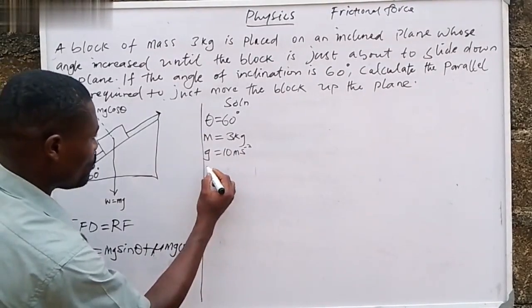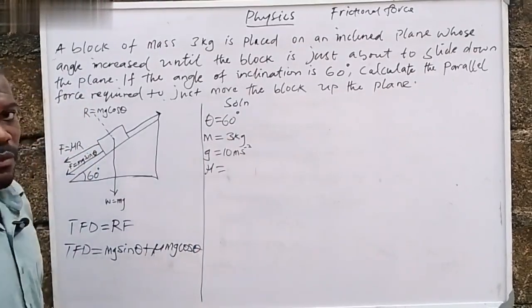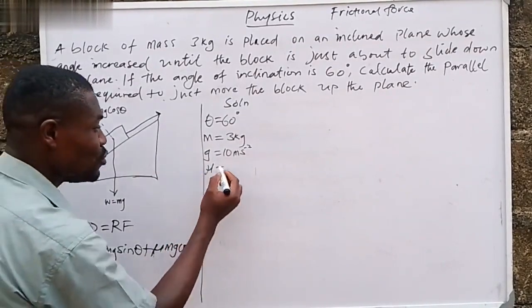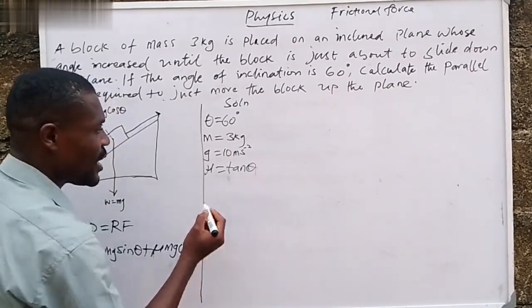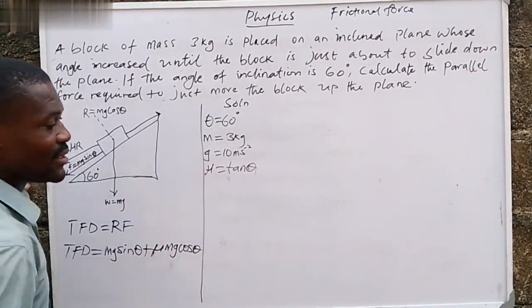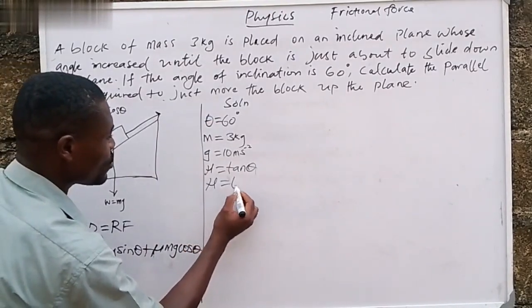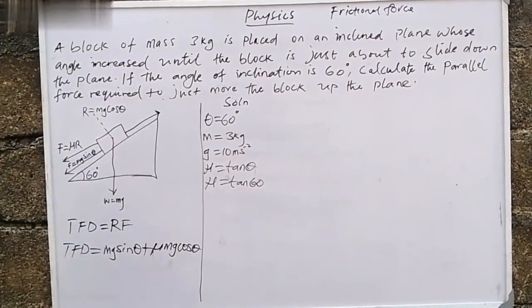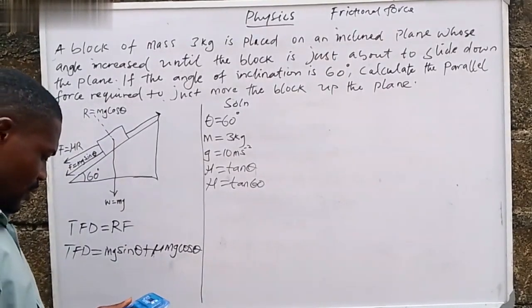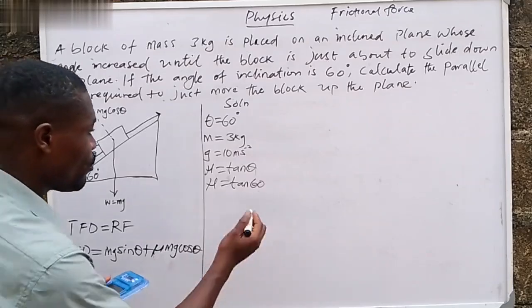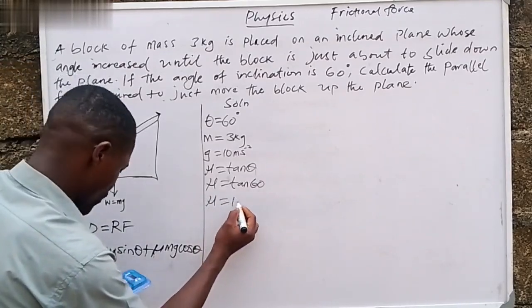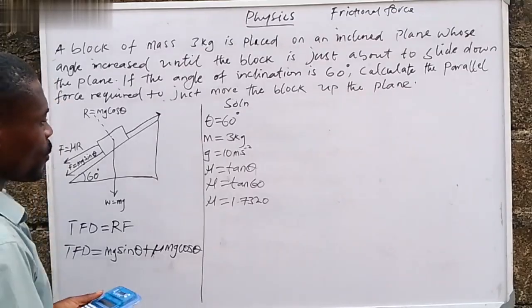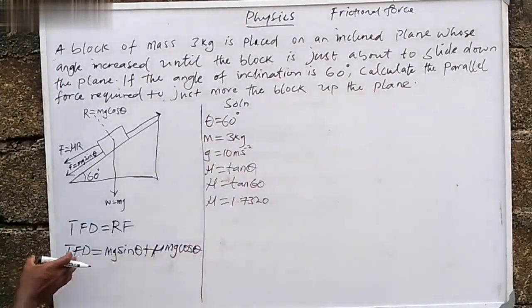Mu is not given from the equation. So we can determine the value of mu using the fact that mu is equal to tan theta, and theta here is 60 degrees. So mu will be equal to tan 60 degrees. From the calculator, the value of tan 60 is 1.7320, right?